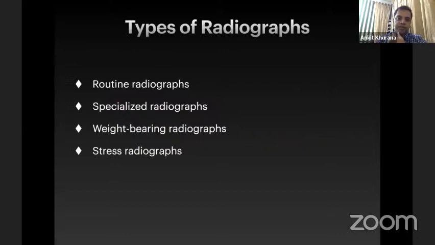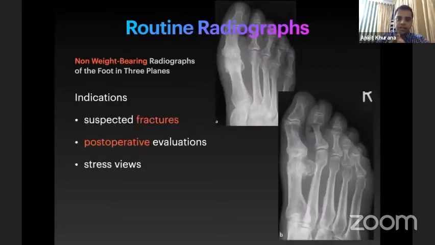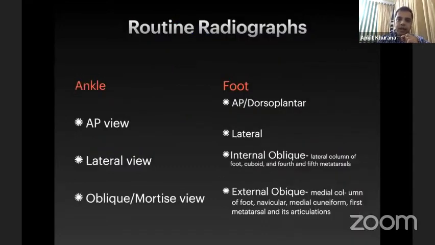The types of radiographs for the foot that are normally taken are routine radiographs, specialized radiographs, weight-bearing radiographs, and stress radiographs. So my presentation would be divided into these four categories. Beginning with the routine radiographs, which are non-weight-bearing radiographs, they are indicated in suspected fractures, as well as for post-operative evaluations. Routine radiographs of the ankle include the AP, lateral, and the mortise view. For the foot, they include the AP, the dorsoplantar view, the lateral view, and the oblique view, which is taken in both internal as well as external rotation.